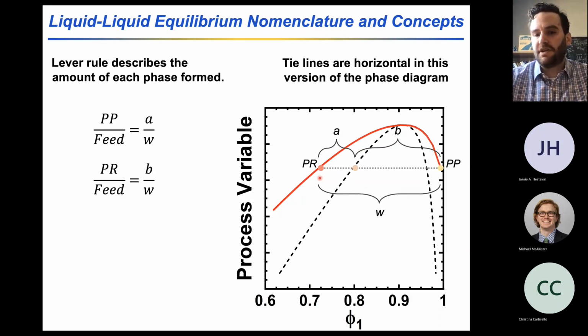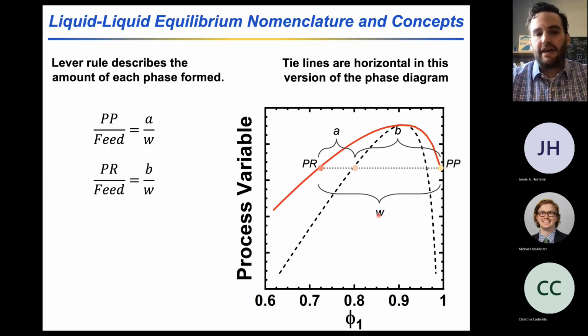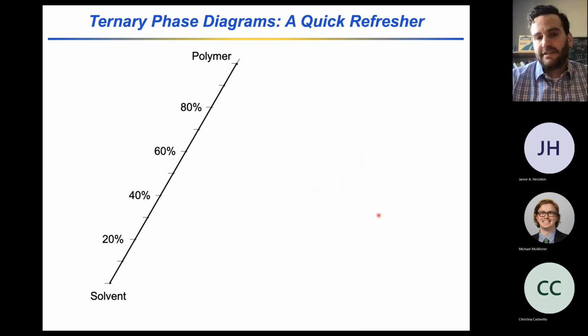And I can also use a simple lever rule to determine how much of each phase would be formed. The amount of polymer-poor phase that would be formed would be this length here, A, divided by the total length of the tie line. And then the amount of the polymer-rich phase is just B over that total length. And these ideas translate then to the ternary phase diagram, where we think about a polymer, solvent, and non-solvent system.